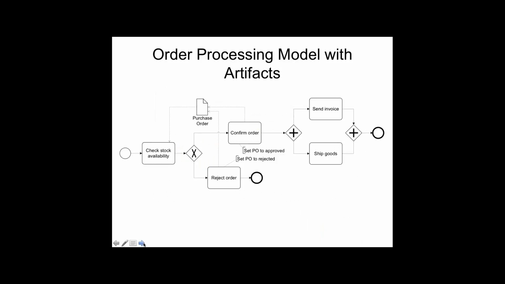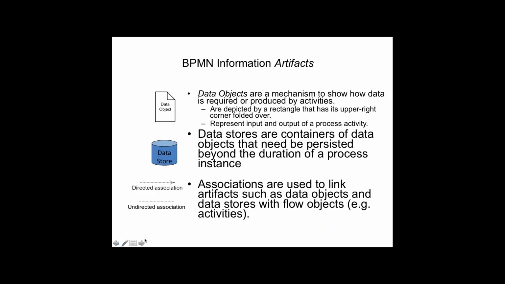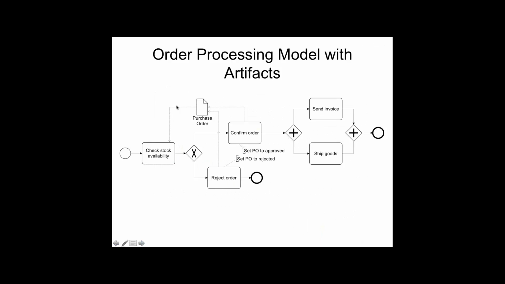Now you see this. You have check stock availability, purchase order is received. You see, this is directed? You have direction here, right? You have a directed association, you see. Purchase order, reject order, you have a directed association.